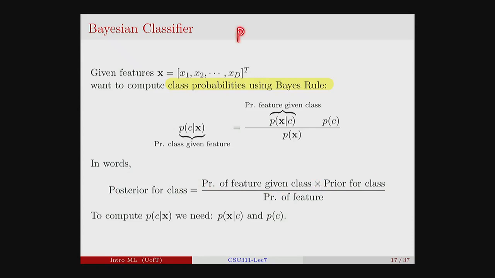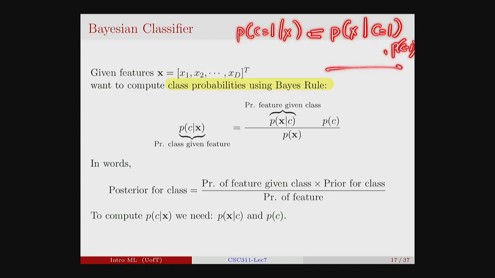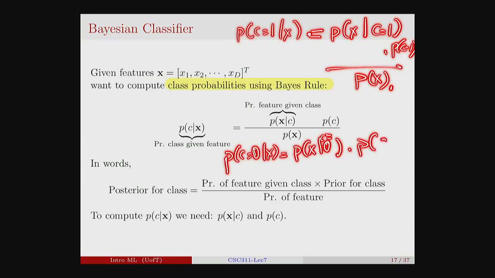I can estimate the probability of C equal to 1 given X as the probability of X for any test point X given C equal to 1, times the probability of C equal to 1, divided by the probability of X. And similarly, I can also estimate the probability of C equal to 0 given X as the probability of X given C equal to 0, times the probability that C is equal to 0, divided by the probability of X.